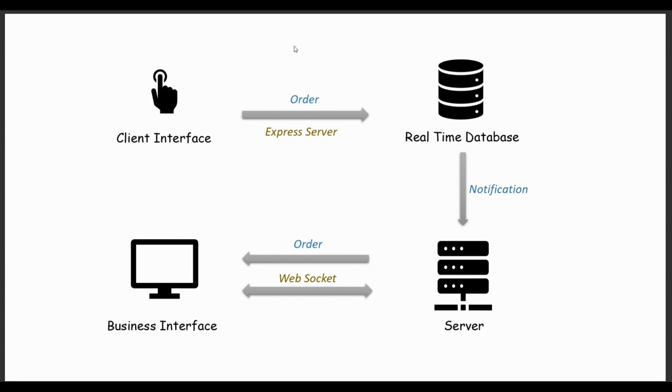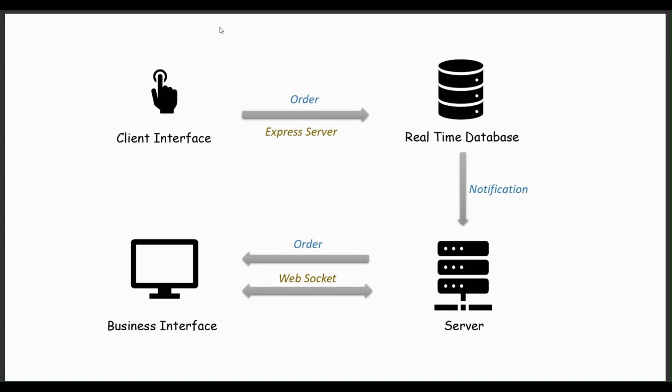So first, let's take a look at the architecture of the system. So here's the client interface. The client is going to place the order through the Express server. So the order will be sent to the real-time database, and the real-time database is going to send a notification to the WebSocket server. So the WebSocket server is going to send the order to the business interface.